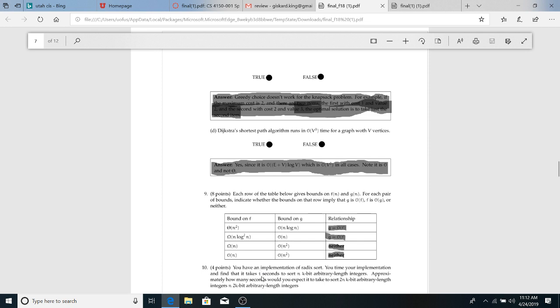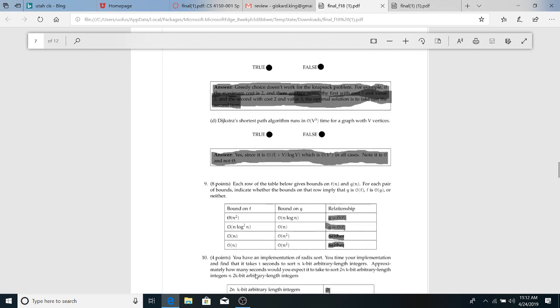So the idea is, say you have n k-bit integers. So you have n numbers, and it runs in t seconds. If you were to double the number of elements, what would you expect your runtime to be? It should double as well, because you have twice as many elements. Since it's running in linear time and the radix is staying the same, your runtime should double as well. Okay? And yep, that was the first one.